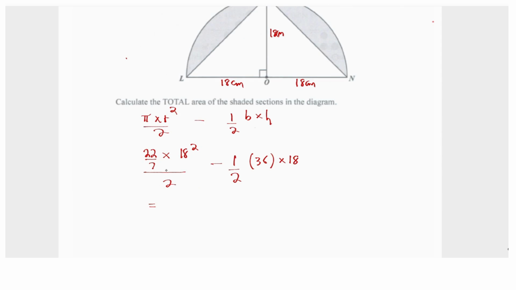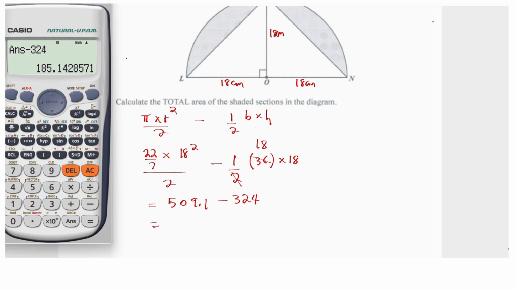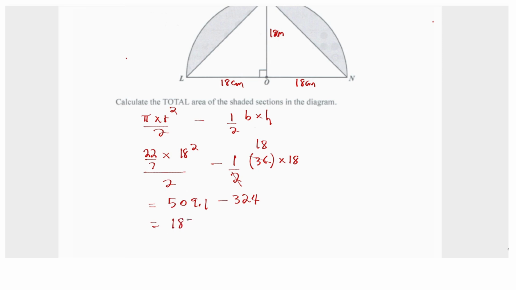Okay, so upon simplifying this part here, we get 509.1. And when we half this 36, we get 18. So 18 times 18, that's 324. And we subtract that. So what we get there is 185.1 centimeters squared.